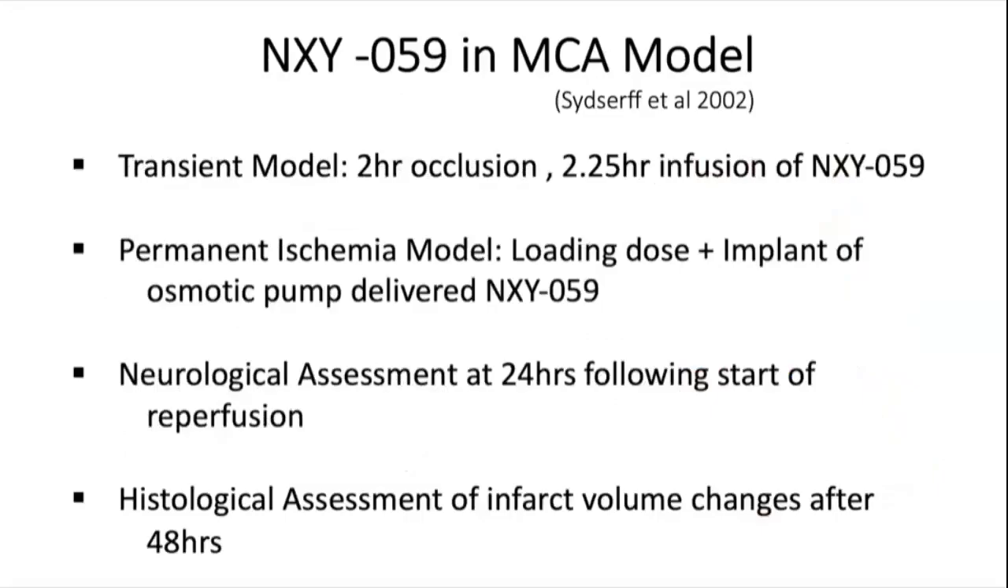In this MCA model, there are two ways we can do the occlusion. It could be either a transient occlusion or a permanent occlusion. To replicate what happens clinically, you can do a neurological assessment 24 hours after the start of reperfusion, and also do a histological assessment of the infarct volume. So you are able to capture the pathology of the stroke of humans in animals in this model very well.